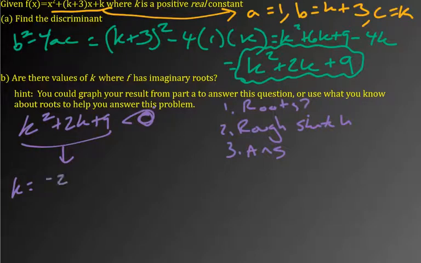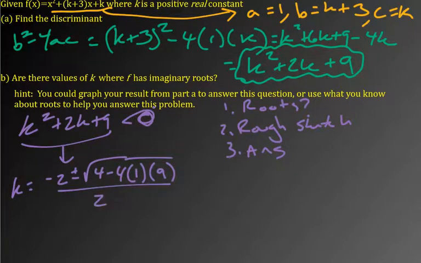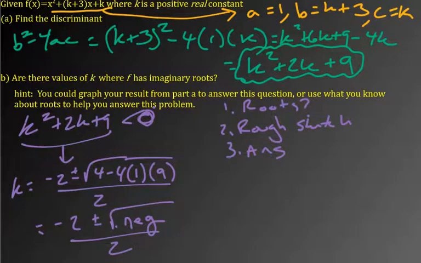K will be negative 2b, right? Plus or minus the square root of b squared minus 4ac, all over 2a. And if you solve that out, you will notice in here, 4 minus 36, that's a negative number. I don't even care what negative number, it doesn't matter. So the roots are imaginary, right? So we have some sort of quadratic that's sitting above the x-axis, because it's got imaginary roots, this thing I'm talking about.